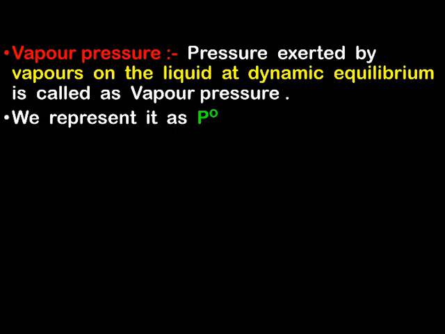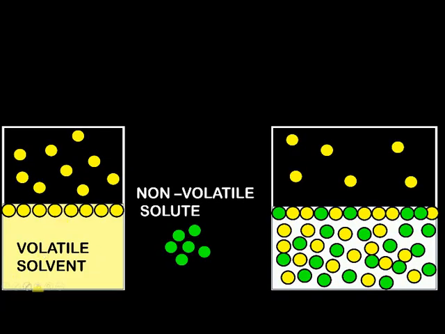Now, after understanding vapor pressure, let us understand what vapor pressure lowering is. For that, as you can see, I have considered a volatile solvent, which is obviously a liquid, and a non-volatile solute, which is a solid. What is the meaning of non-volatile? Since it is non-volatile, it is not going to form vapors at room temperature, and obviously there won't be vapor pressure. If there are no vapors, then there won't be vapor pressure as well.